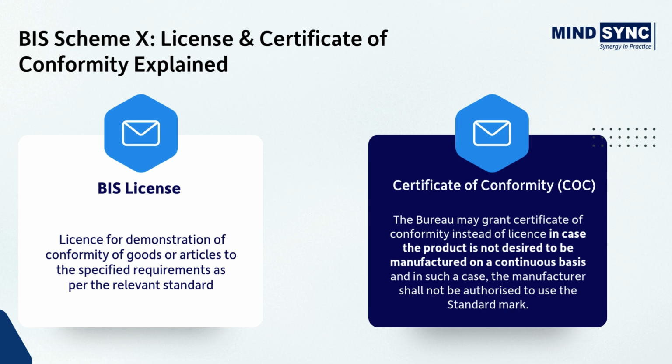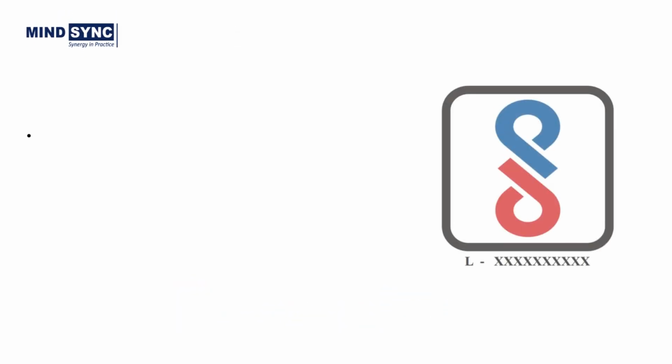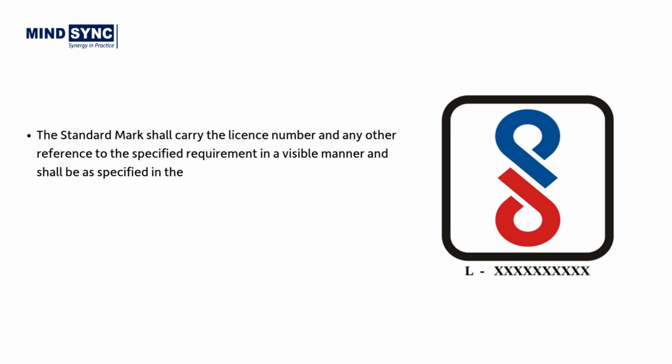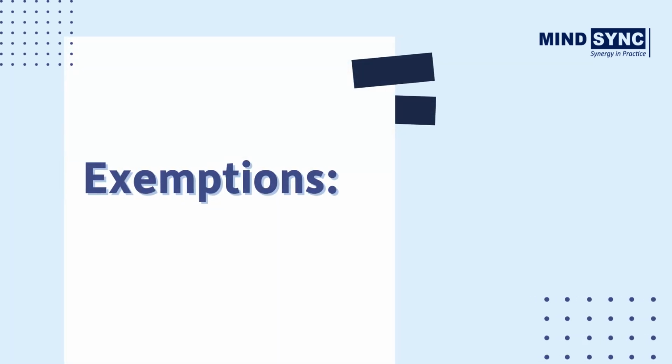The Bureau may grant certificate of conformity instead of license in case the product is not desired to be manufactured on a continuous basis, and in such a case, the manufacturer shall not be authorized to use the standard mark. This is the standard mark to be printed on the product, which shall carry the license number and any other reference to the specified requirement in a visible manner and shall be as specified in the license. If the standard mark cannot be applied on the product or the packaging physically, it shall be given on the test certificate.